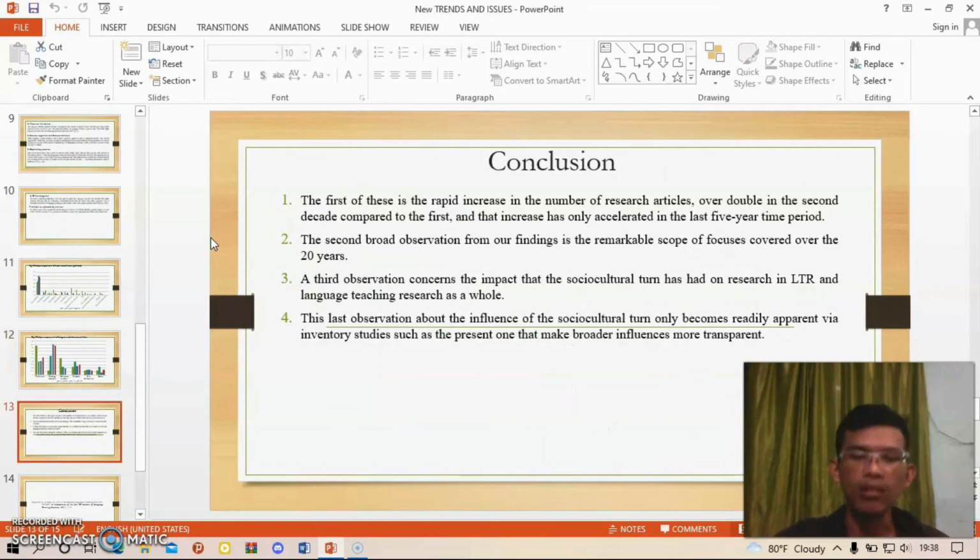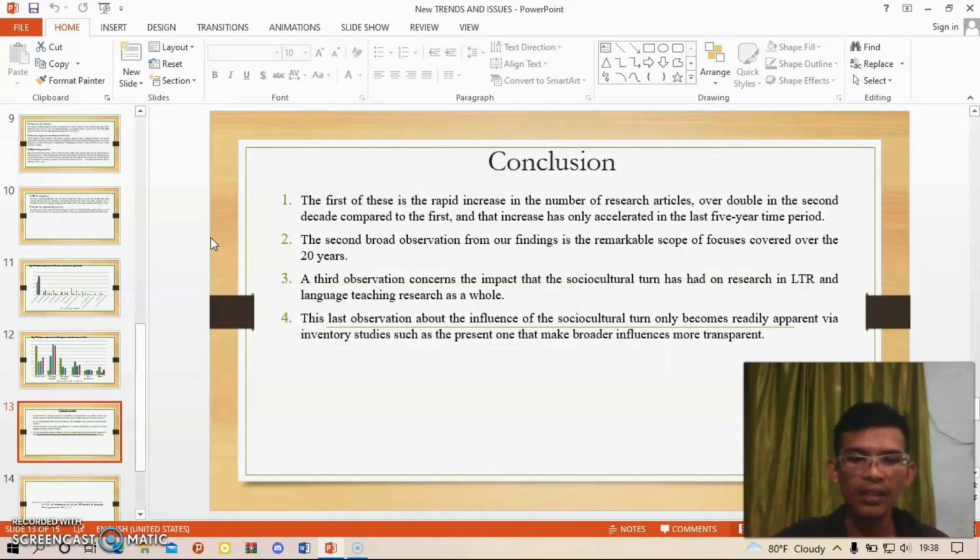So the conclusion, number one, is the rapid increase in the number of research articles, over double in the second decade compared to the first, and that increase only accelerated in the last 5 year time period. Number two, the second broad observation from our findings is the remarkable scope of focus covered over the 20 years, because we reviewed journal articles of 20 years.